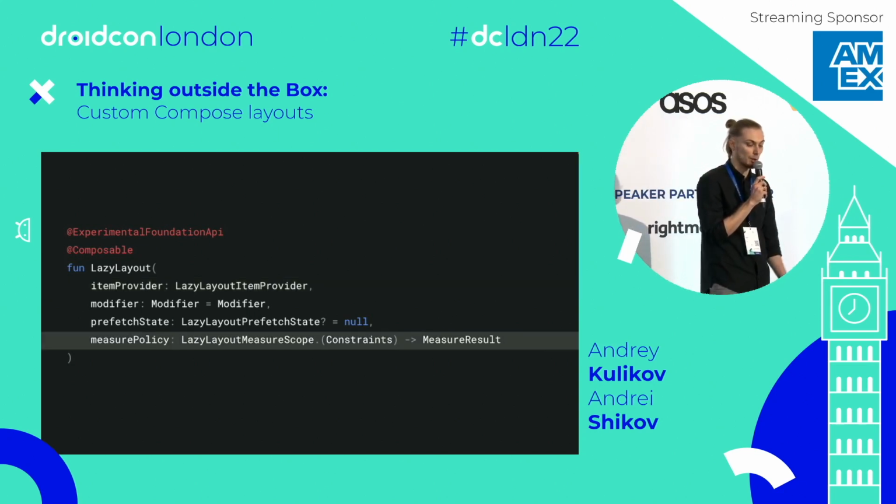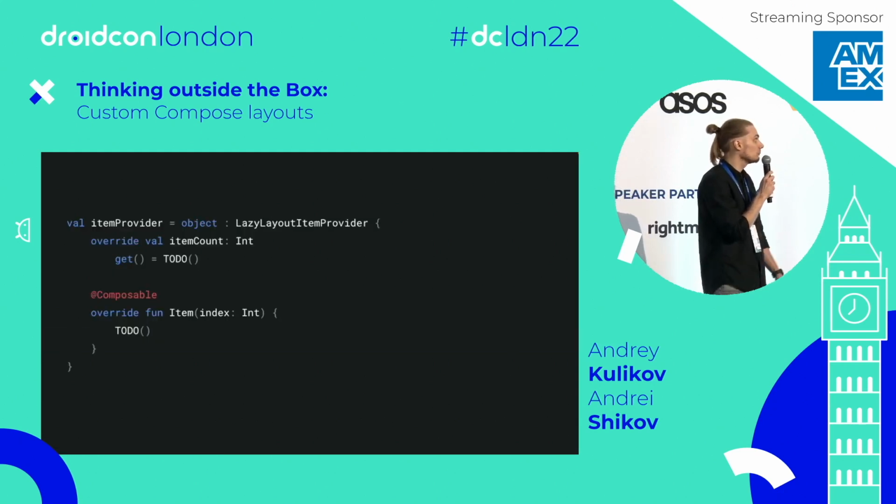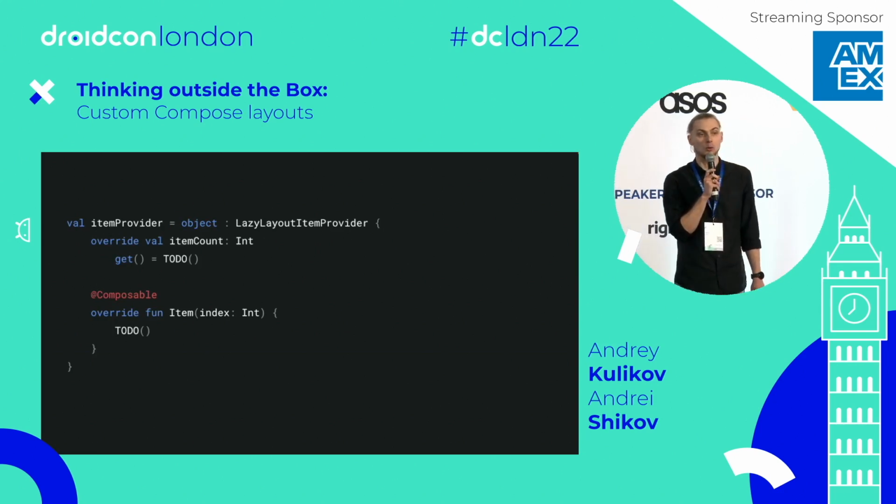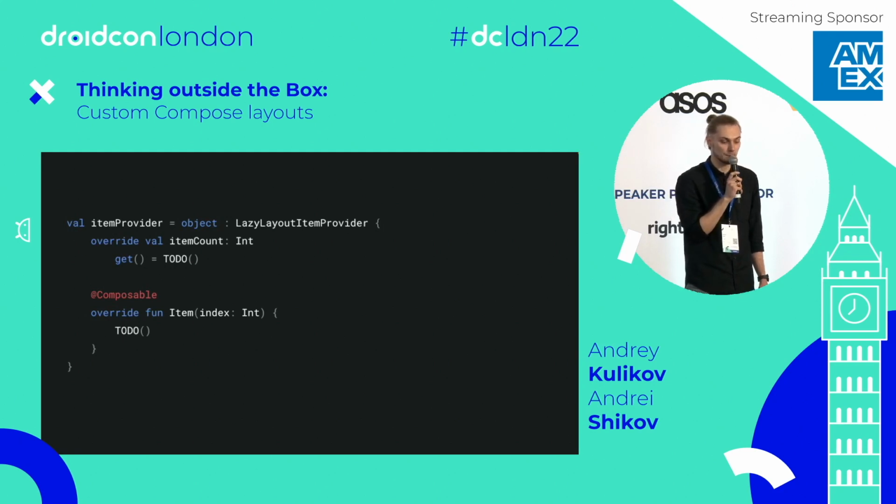The last one is a measure policy. That's similar to how it works in subcompose layout. Note that we do not have measurables. Why? Because we have a custom scope to compose and measure them. Getting back to item provider, here we have to provide the amount of items we have and the composable content for all of them based on the index.